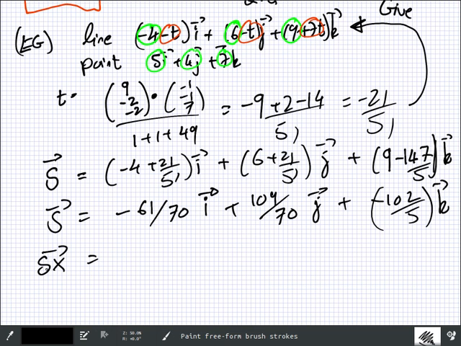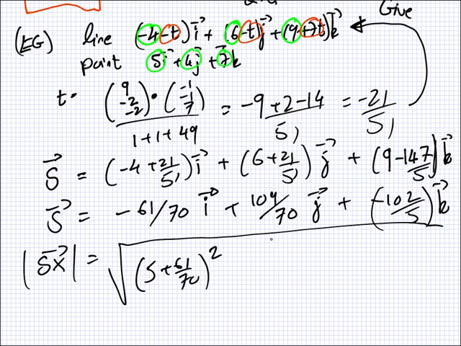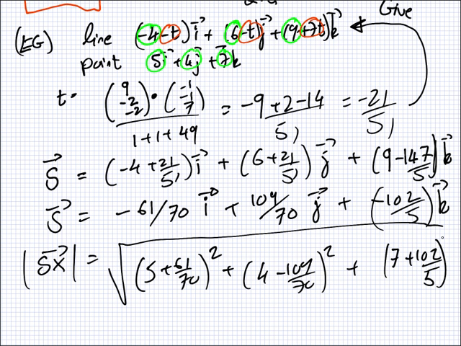So then SX, its distance would be the square root of 5 plus 61 over 70 squared, plus 4 minus 109 over 70 squared, plus 7 plus 102 over 5 squared.